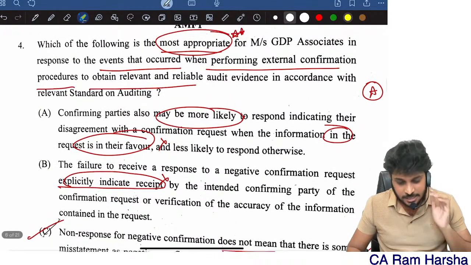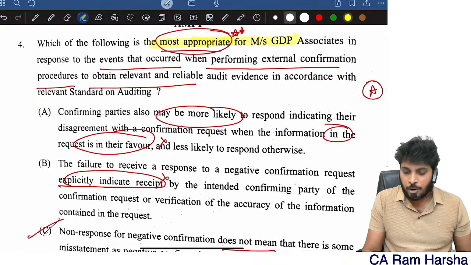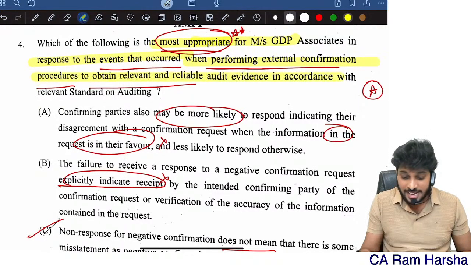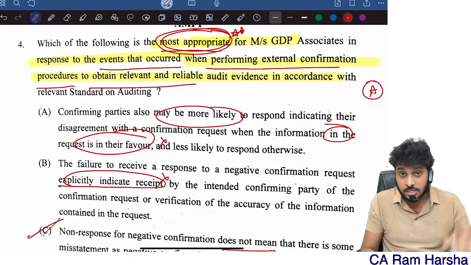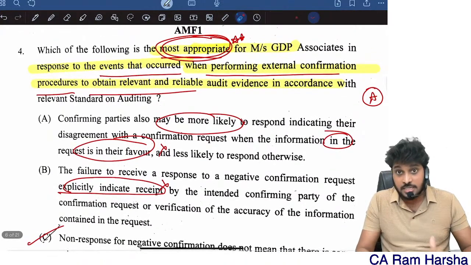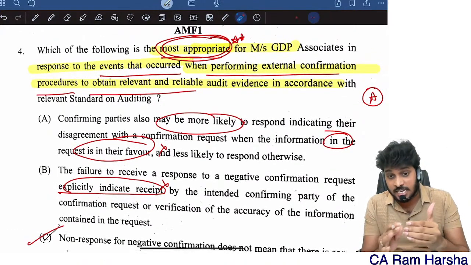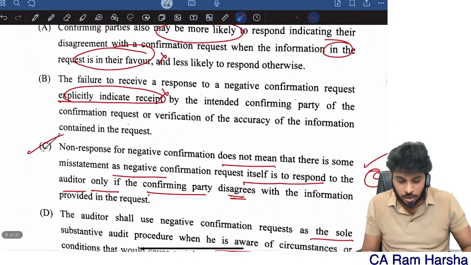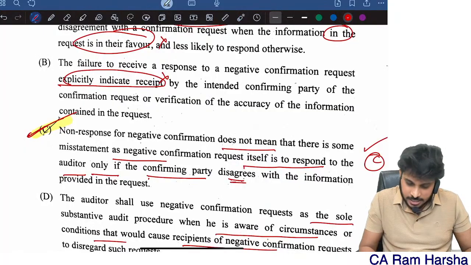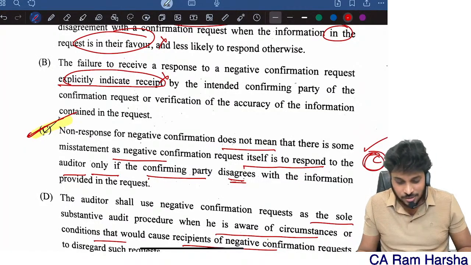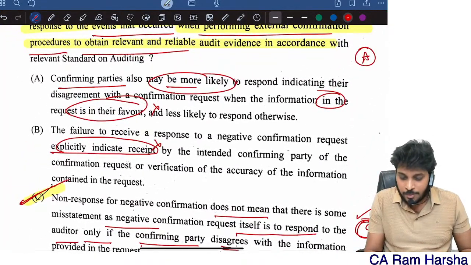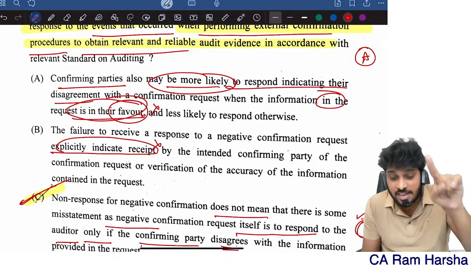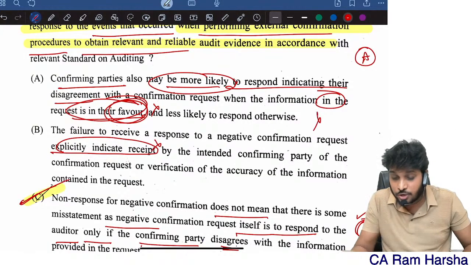Okay, fine. Next. Which of the following is most appropriate for GDP associates in response to events that occurred while performing external confirmation? Remember, the question asked is most appropriate. Everywhere there are many questions in MCQs where they're asking which is not right, so be careful. Here, the most appropriate procedure is what? The answer is C. The student whoever wrote C, correct answer. Confirming party is more likely to respond indicating disagreement when the information is not in their favor. Here the answer is not in their favor. Therefore the answer is wrong.